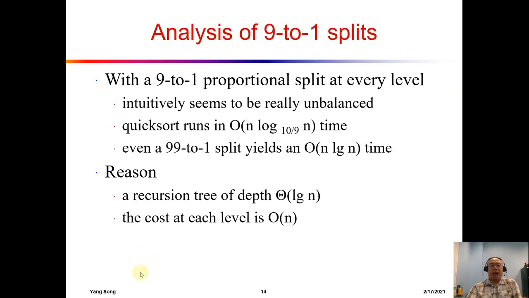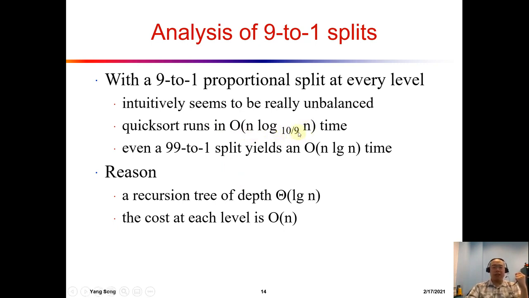Okay, so after we have this tree structure drawn, we will know the height will be the log base 10 divided by 9 of n. So this is the height of this tree. And remember, each time we do the divide and conquer, there is a partition, and the partition is an O(n) algorithm. So we are doing the O(n) algorithm up to how many times? Up to log base 10 divided by 9 of n times. If we multiply those two together, that is O(n log base 10/9 of n).